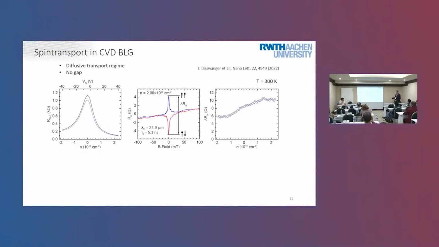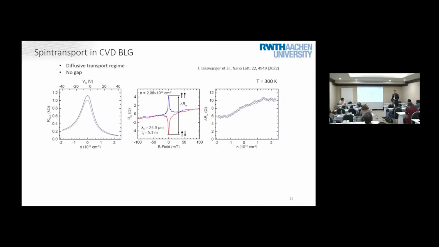Timo measured at room temperature in a diffusive transport regime, and as he had only one gate, he was not able to open up a gap. Here on the left side, you see again a resistance measurement as a function of gate voltage, and you see this typical Dirac peak. The charge neutrality point of this peak is very close to zero applied gate voltage, so we really have small residual doping, meaning the HBN really protected our bilayer graphene. Here in the middle, you see these Hanle curve measurements for parallel and anti-parallel spin contact configuration.